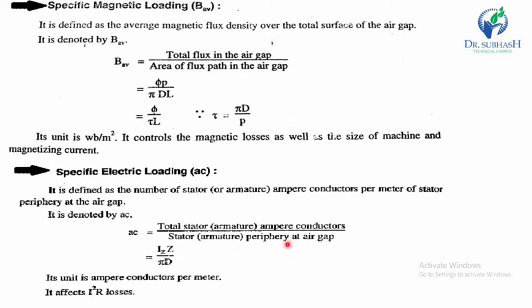Now stator periphery at the air gap means pi into D. So AC is equal to IZ into Z by pi D, and its unit is ampere conductor per meter. It affects the I²R losses.